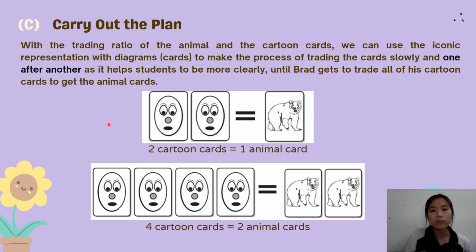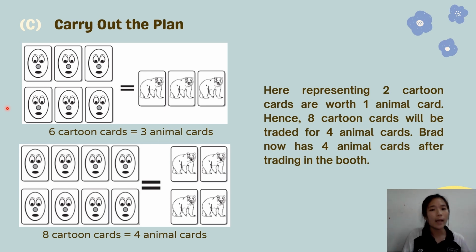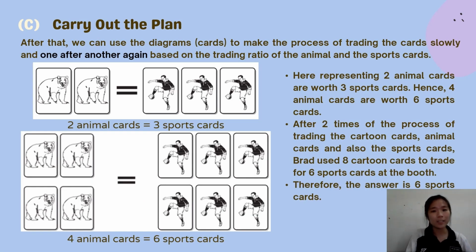I would like to exchange the cartoon cards for animal cards by using the one-by-one method, which is 2 cartoon cards is equal to 1 animal card, and 4 cartoon cards will equal 2 animal cards. And continue, 6 cartoon cards are equal to 3 animal cards, and lastly, 8 cartoon cards will be traded for 4 animal cards. Brett now has 4 animal cards after trading at the booth. After that, we can use the cards to make the process of trading again slowly and one after another, based on the trading ratio of the animal cards and the sports cards. Here it represents 2 animal cards are worth 3 sports cards. Hence, 4 animal cards are worth 6 sports cards.